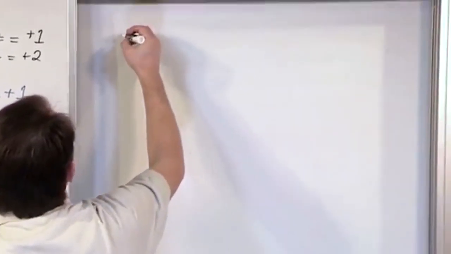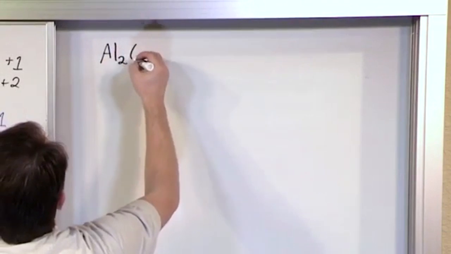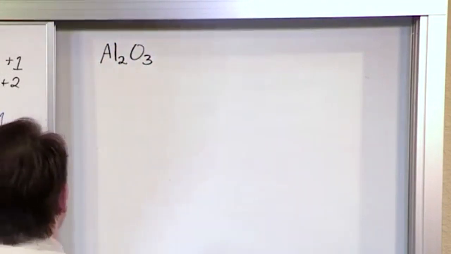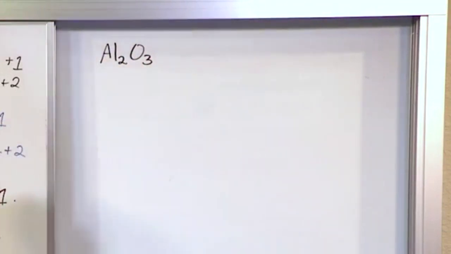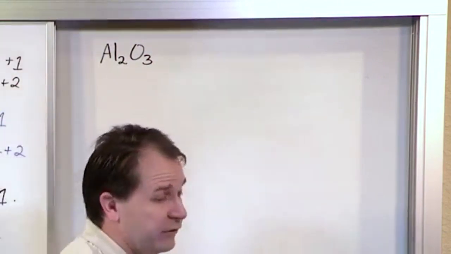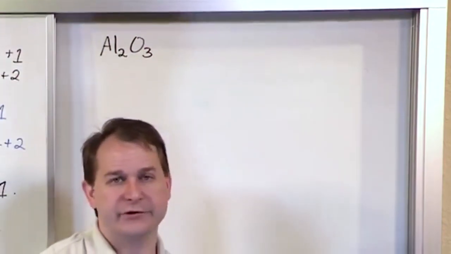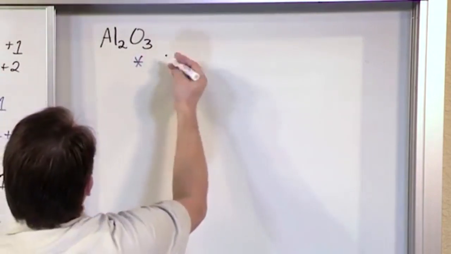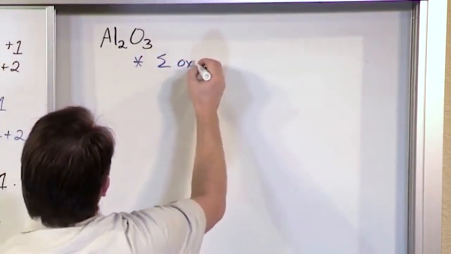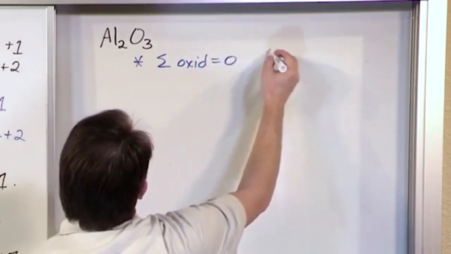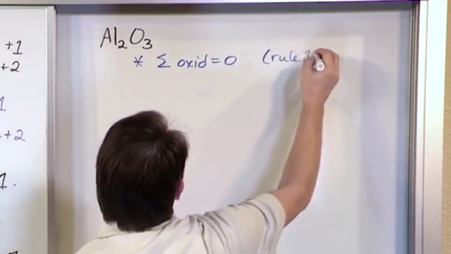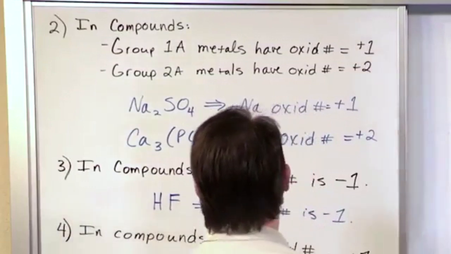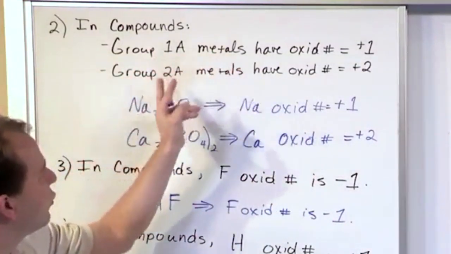All right, so let's look at another one, Al2O3. So the first thing we do, rule number one, you should know by now, talks about if it's a neutral compound, then the sum of the oxidation numbers is 0. This is a neutral compound. So first thing I'm going to say is the sum of the oxidation numbers is 0, and that's rule 1, okay? And then I go and look and say, okay, do I have any group 1A or 2A metals?